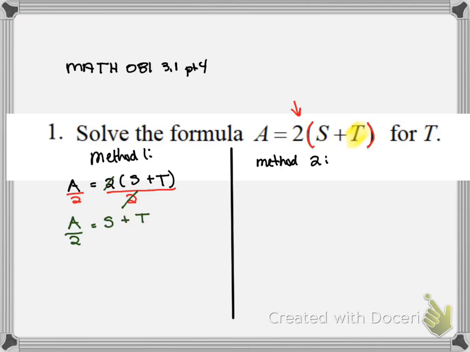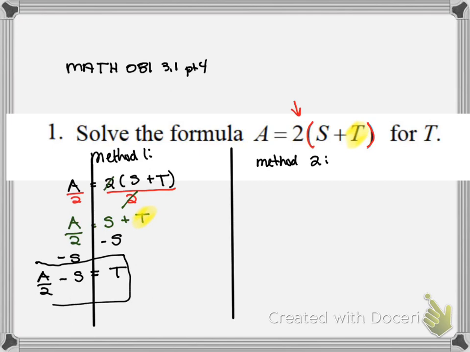Remember, we're still trying to isolate our T, and right now it has an S next to it, so the way we undo this plus S is to subtract S from both sides of the equation. And again, to help yourself, you can always draw this nice little line here. So we have A over 2 minus S is equal to T. And that is one way to solve this formula for T.